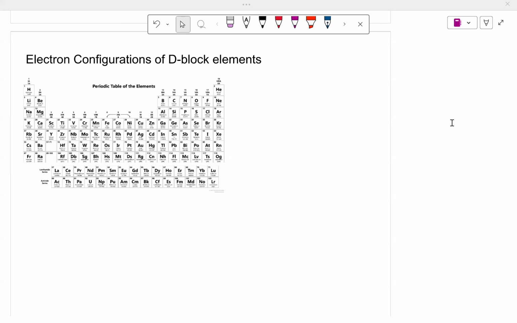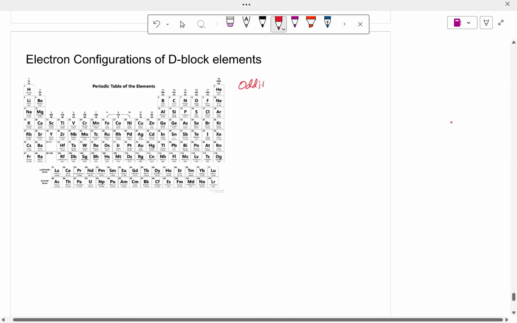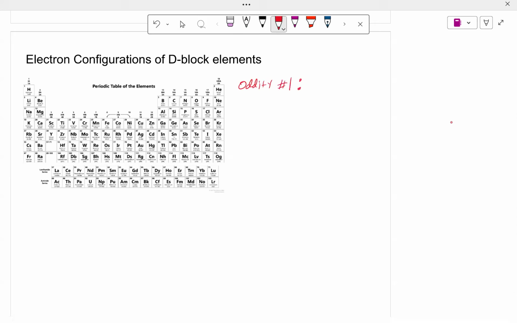All right, we're going to take a little bit of time and look at some of the weird stuff that happens with the electron configuration of D block elements. The first oddity, which I'll call it, is the number for n for our D blocks. It's always going to be n minus 1 for the D block elements.